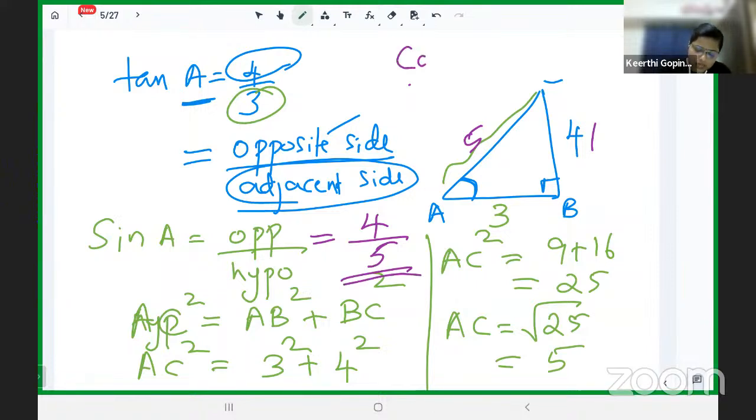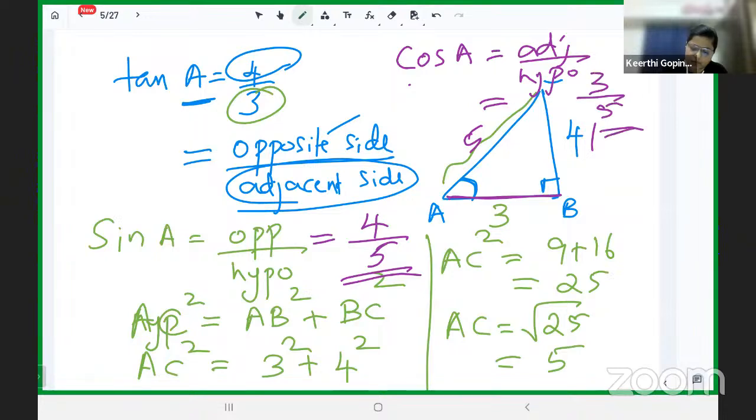Now what about cos A? How will you find out cos A? It is adjacent by hypotenuse. What is the adjacent side? Adjacent side is 3, and 5 is the hypotenuse. Adjacent by hypotenuse is equal to 3 by 5. Is that clear to you all?